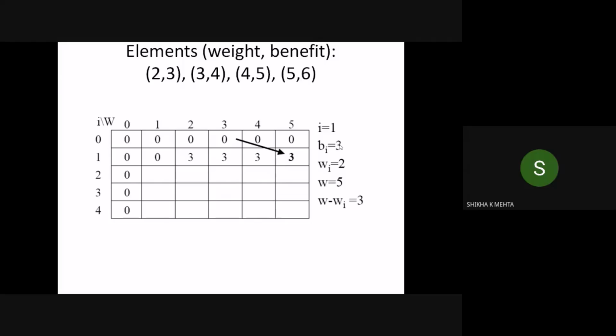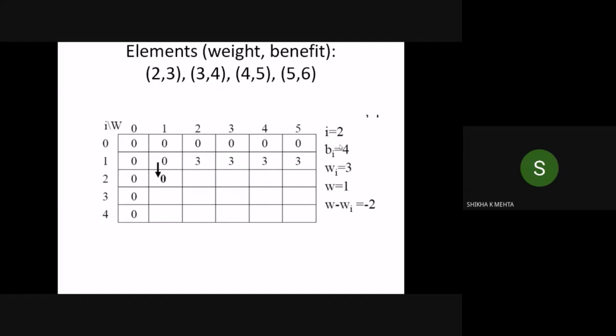So B is the benefit which is associated, Wi is the weight, the capacity, and then another W is the iterative value of W, that is the capacity of the knapsack, and that is the current value of the item that we have taken, and then we see the difference, it is 3, right? So now we move on to next, right?